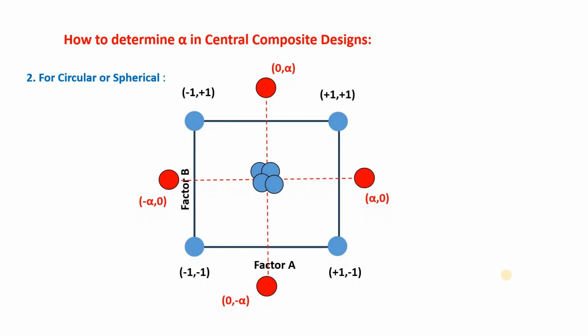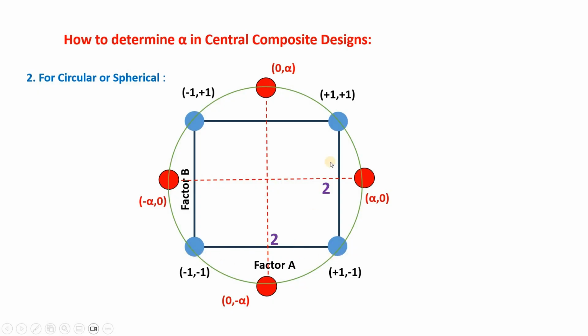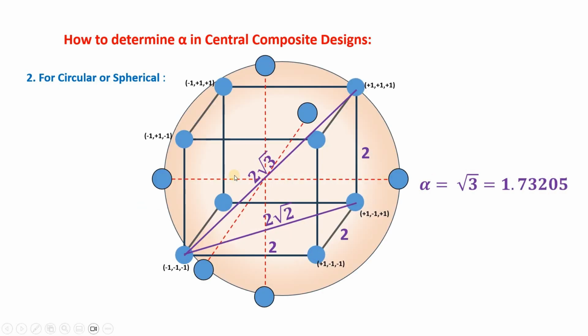If we assume circular or spherical, in that case the alpha value we can calculate like this: if the distance between these two factors is -1 and +1, it will be 2 and this will be 2. So what will be the gap between this? If we use the triangle formula, 2√2. So the distance from the center to this value will be equal to the distance from the center to this value. So it will be half of the diameter, so the alpha value will be equal to √2, that will be 1.4142. If we assume spherical, in that case this is 2, this is 2, and this is 2. So this will be the 2√2 and this is 2.